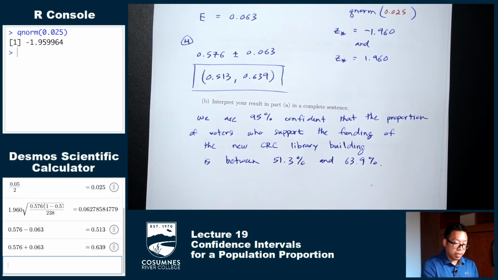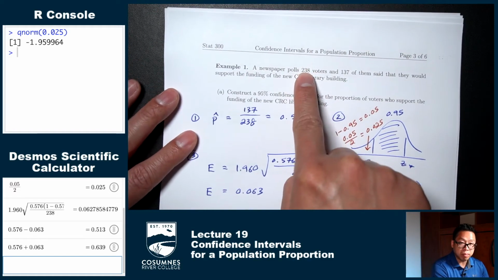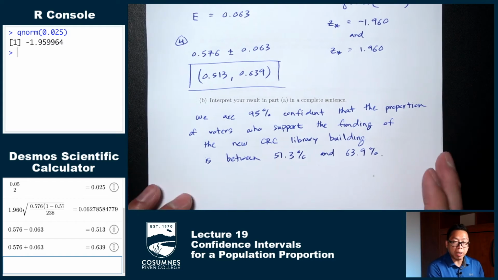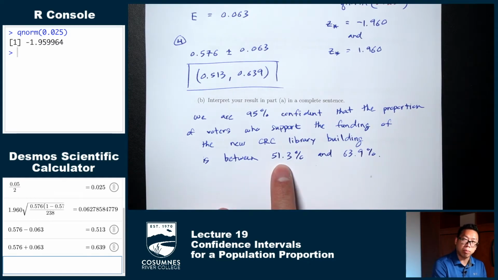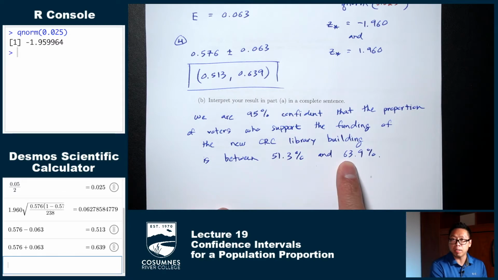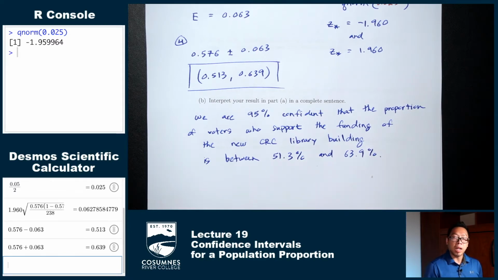So what we're saying here is that even though we didn't ask every single voter, and we only asked 238 voters, if we were able to ask every single voter, the true percent will be somewhere between 51.3% and 63.9%. So now let's try to answer some of the questions on the next page.